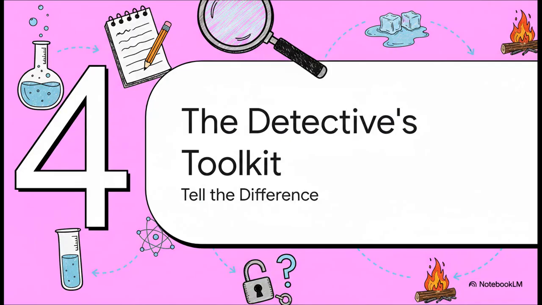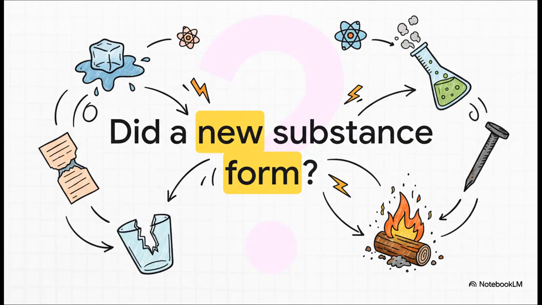Okay, so you've got a change happening right in front of you. How can you be the science detective and figure out which kind it is? This is where we get the tools to solve that paper mystery from the beginning. This is it. This is everything. This is the single most important question you can ask. If you can answer this one question, you can tell the difference every single time. It's the absolute heart of this entire idea.